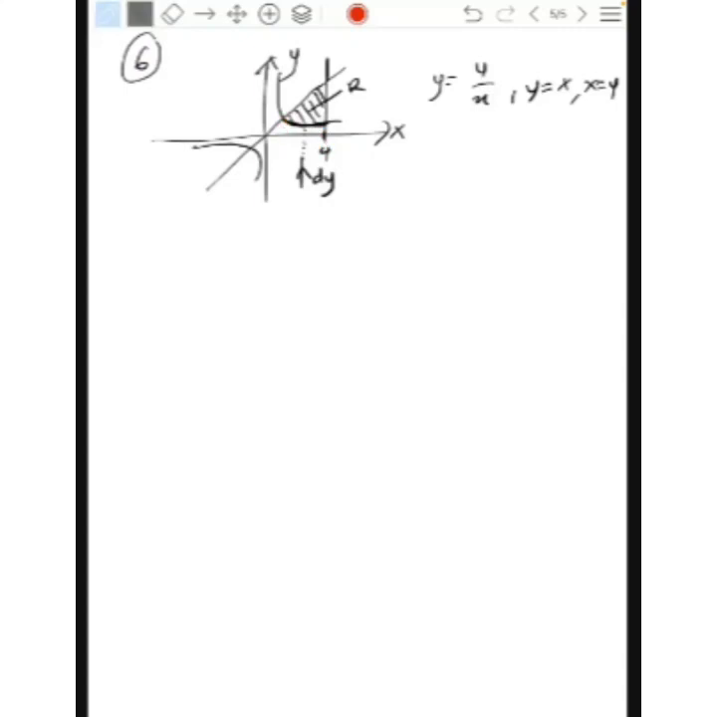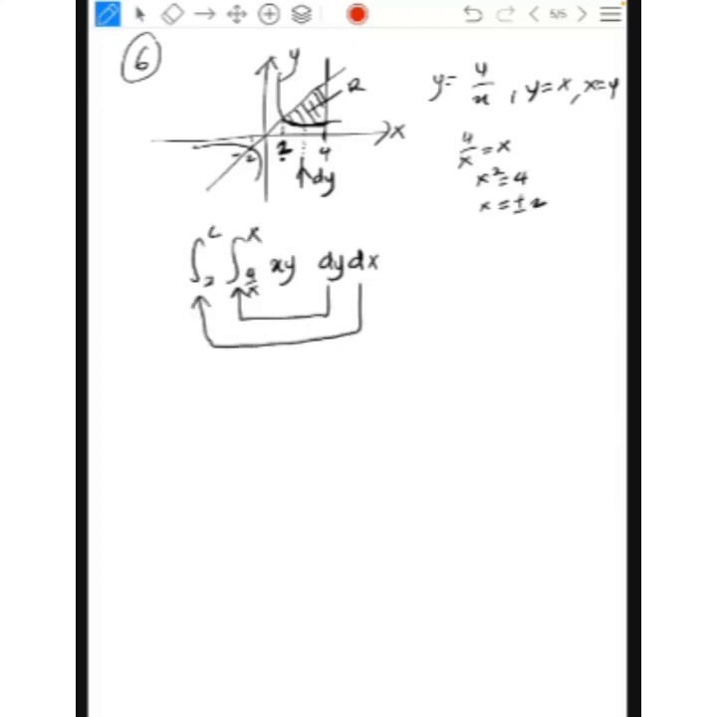Okay, so this value is the point of intersection between y equals to 4 over x and y equals to x. So 4 over x equals to x, you will have x squared equals to 4. So x equals to plus minus 2. So this will be 2, and this will be negative 2 lah. So xy dy dx. So y will be from 4 over x until y equals to x. And then the x is from 2 until 4.